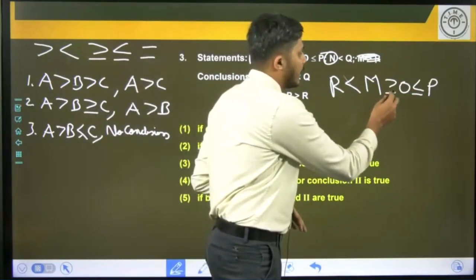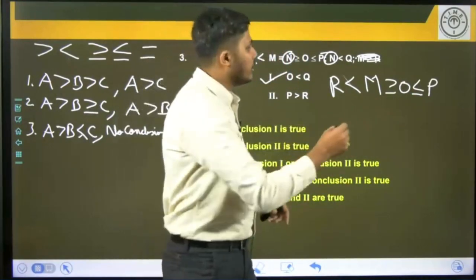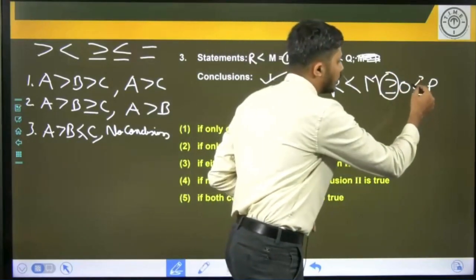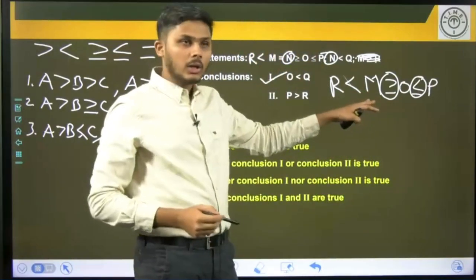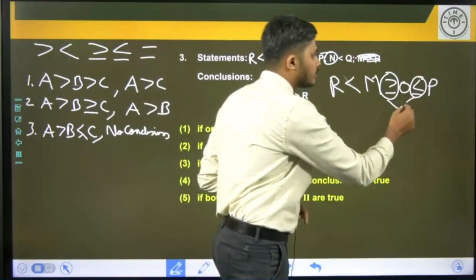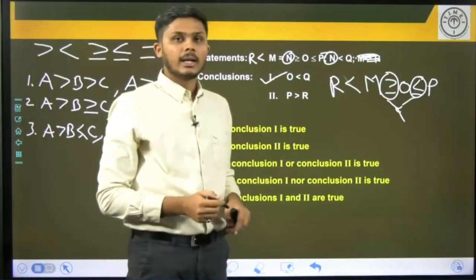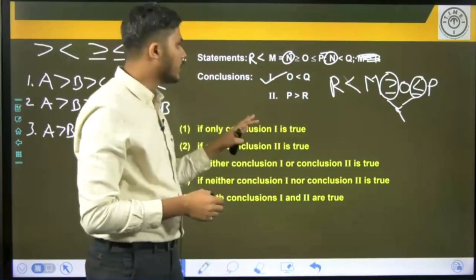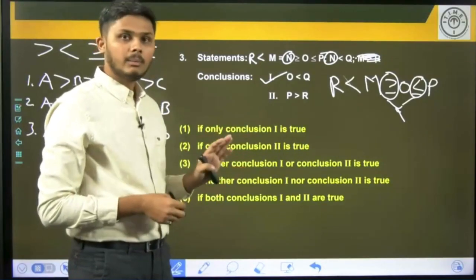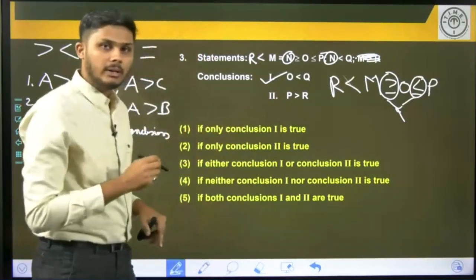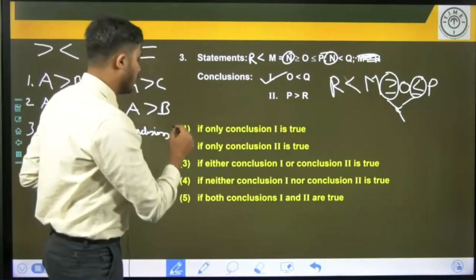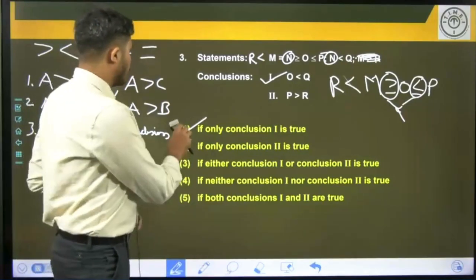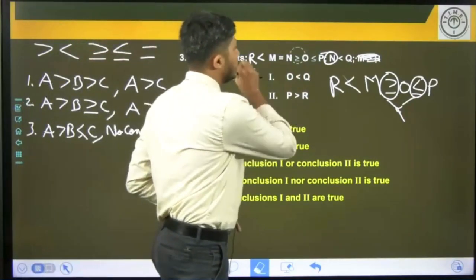So we'll first find out the relation between M and P, and then the relation between P and R. Since we are given M is greater than or equal to O and O is less than or equal to P, as seen in the third shortcut, these are opposite pairs, hence no conclusion can be formed. So no relation between R and P can be concluded. So only conclusion 1 is true, which is choice 1. Now let's move on to the next question.